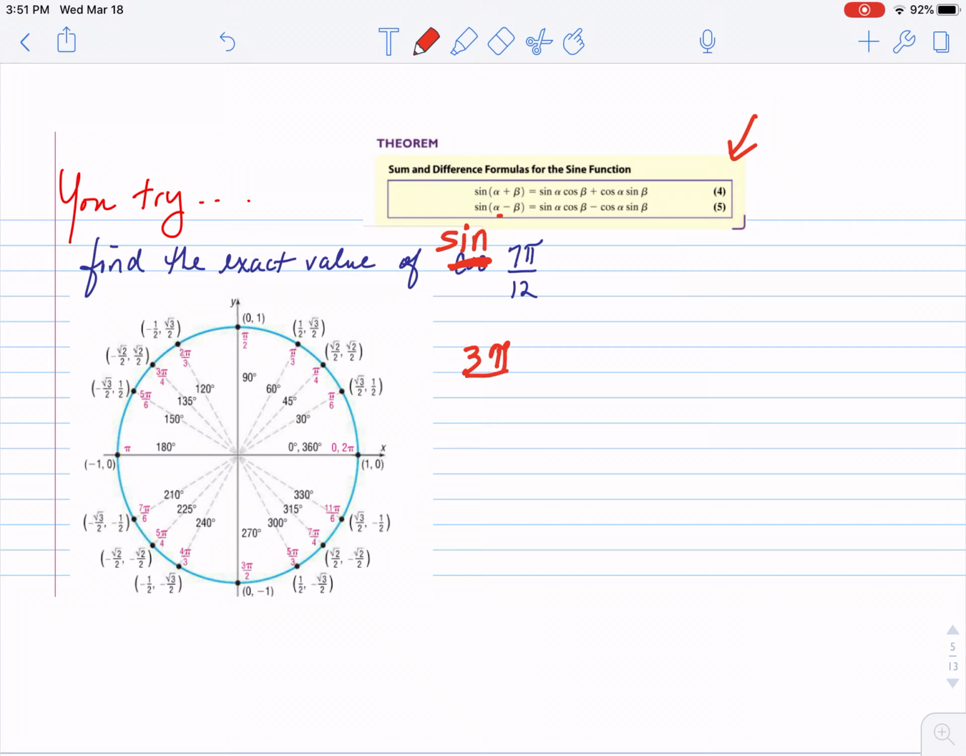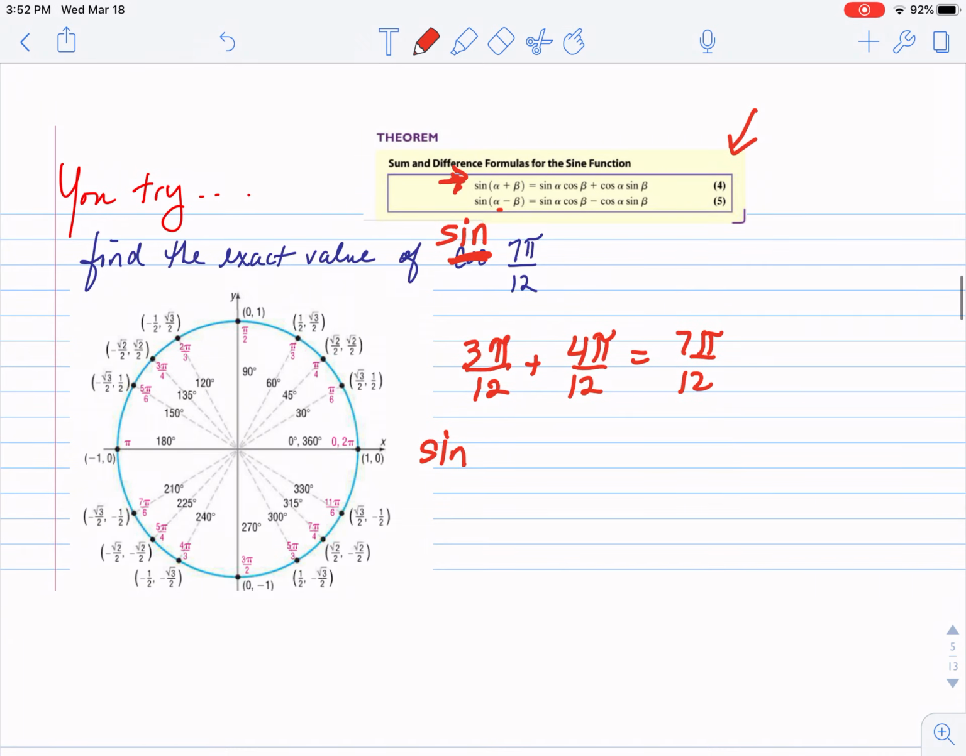3 pi over 12 plus 4 pi over 12. Isn't that going to be 7 pi over 12? Awesome. All right. So here's the sine formula for sum. It's right here. It's going to be the sine of 3 pi over 12. Now, here's the deal, though. What's 3 over 12? Isn't that 1 over 4? So it's pi over 4. What's 4 over 12? Isn't that pi over 3? So you're going to do the sine of pi over 4 plus pi over 3.